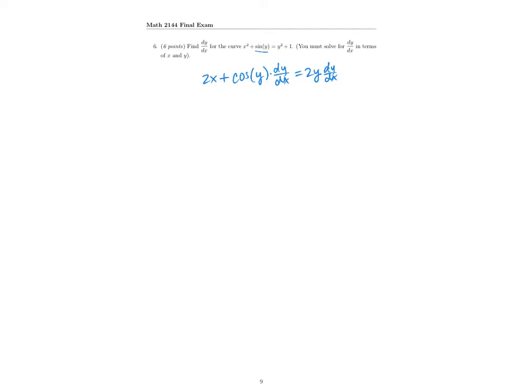So the two terms that have dy/dx in them are this term and this term. So I'm going to get those on the same side and move that 2x to the other side. So I'll have cosine y dy/dx minus 2y dy/dx equals negative 2x.